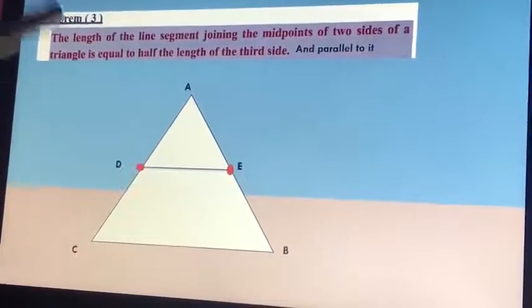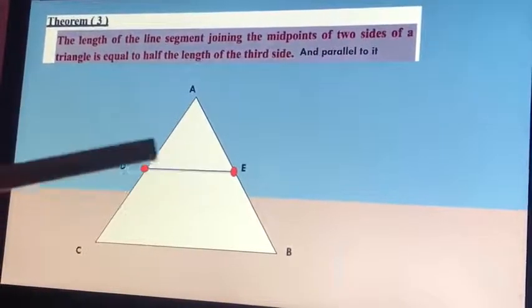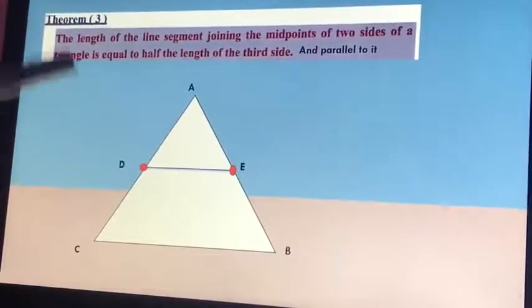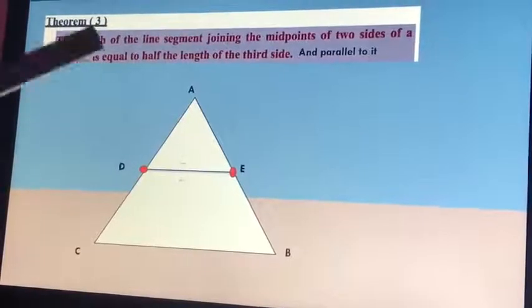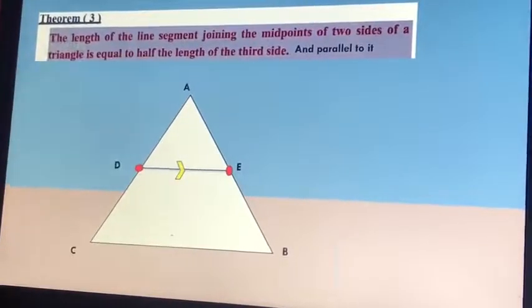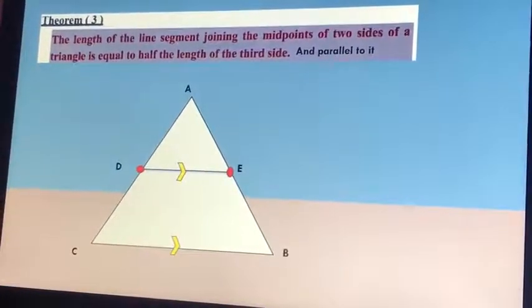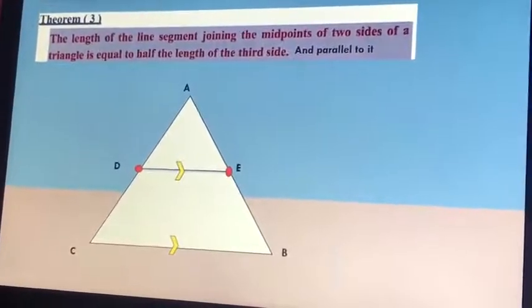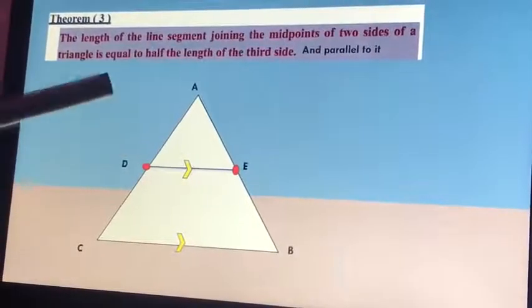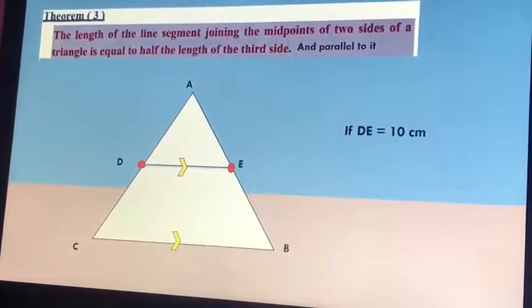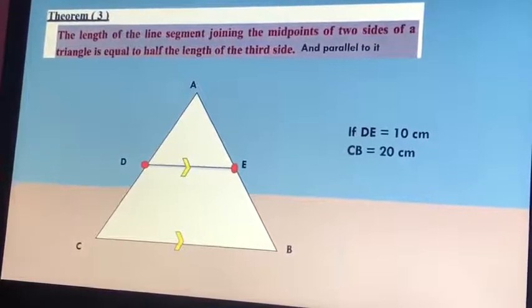What happened to this line segment? So my theorem is talking about the line segment joining between two midpoints. What will happen to it? It's gonna be parallel to the third side, which is BC, and not just parallel to the third side, but also equals half the third side. What do we mean by equals half? Example, if DE equals 10 centimeter, then BC will equal 20 centimeter.